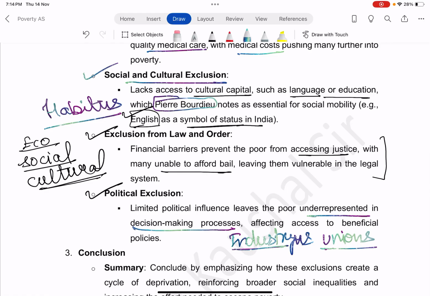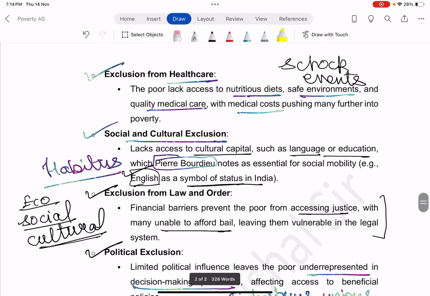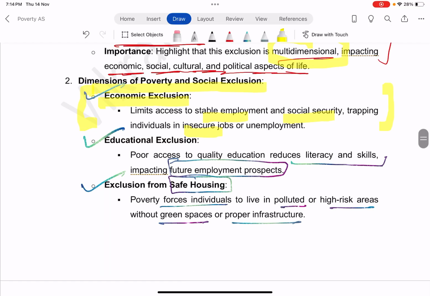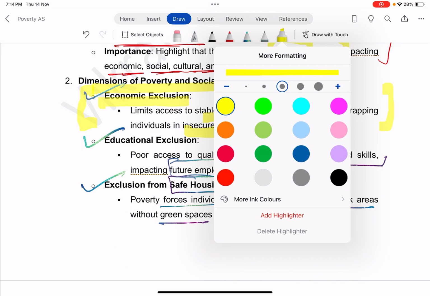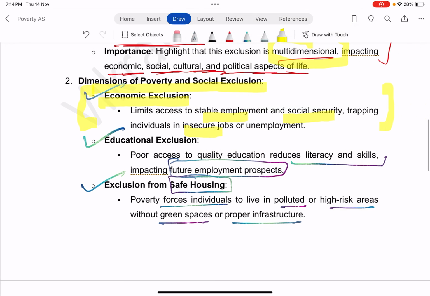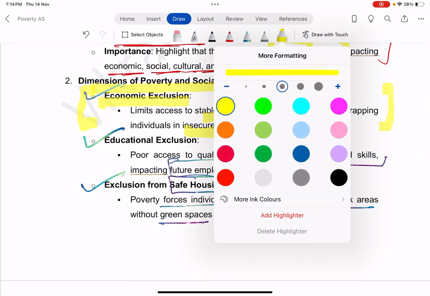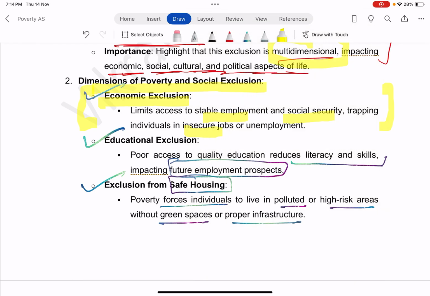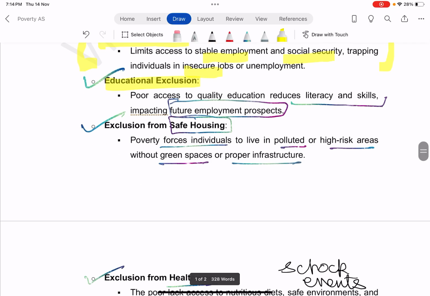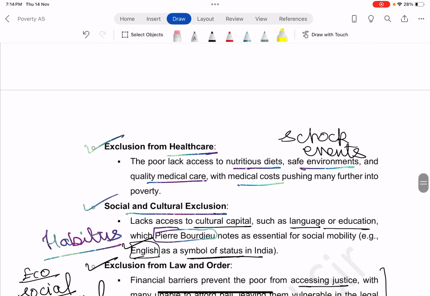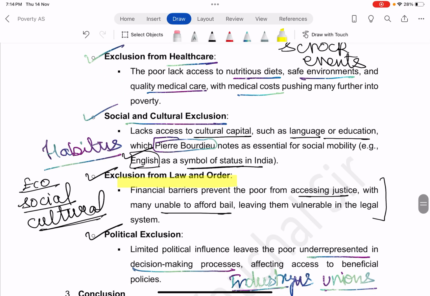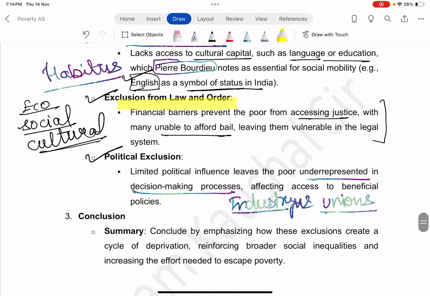And so, with this answer, what we've said is various different things. We've pointed out economic exclusion, educational exclusion, and exclusion from safe housing, and from healthcare, and social and cultural exclusion, and exclusion from law and order, and then political exclusion. So these are various different dimensions that we've spoken about.